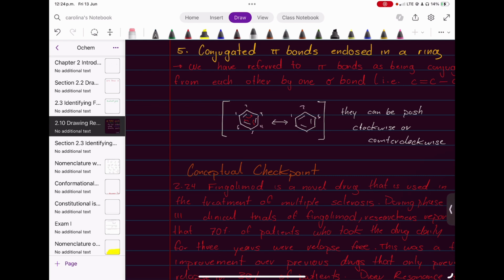As you can see, I didn't really draw different molecules, so I'm gonna draw it again. Let's say if it was in 1 and 2, now it's gonna be in 2 and 3. If it was between 3 and 4, it will be now between 4 and 5. And if it was between 5 and 6, it will now be between 6 and 1.